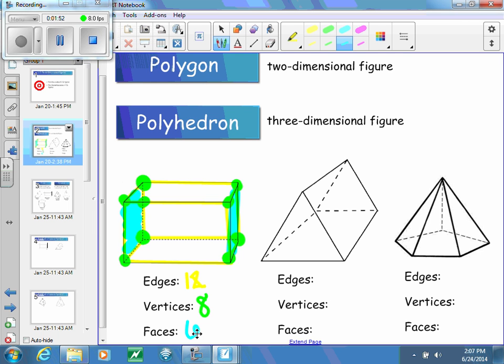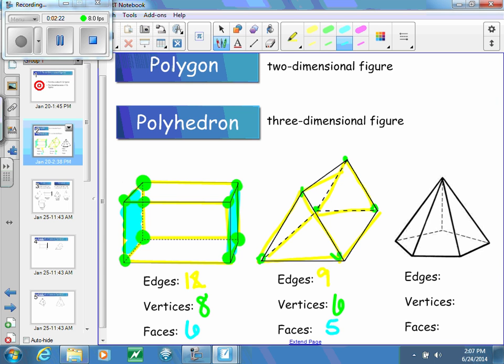The next one here, as far as edges go, I've got 1, 2, 3, 4, 5, 6, 7, 8, and 9 edges. The number of vertices that are here, 1, 2, 3, 4, 5, 6. And the number of faces, I've got a triangle in the front and the back, so it's 2. And then I have 3 rectangles to make this end up having 5 faces.